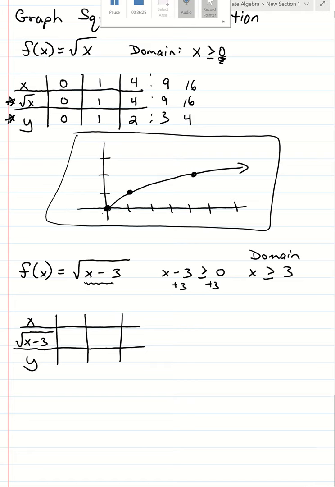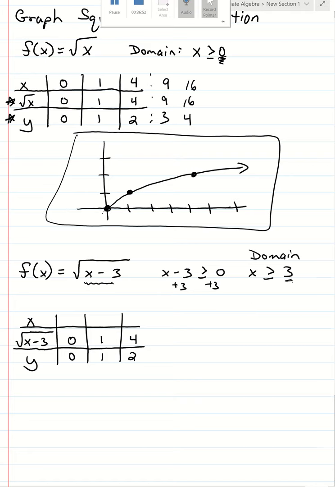Now remember, the second row will always have the same numbers of 0, 1, and 4. The third row will also always be the same of 0, 1, and 2. We have to now come up with our own x values. Remember, the x values must satisfy the domain. So what am I going to start with?